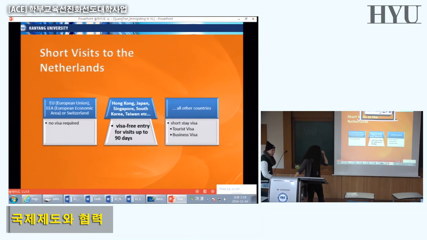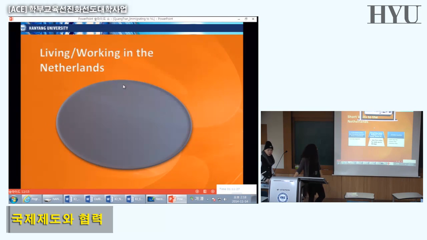And then we have all the other countries that weren't included in that list. You'll need short stay visas, tourist visas, business visas. It's the same if you want to stay longer than 90 days. Well, you don't need a short stay visa, but you need a business visa, or a student visa from your university, or whatever, for whatever reason you're in the country for longer than 90 days.